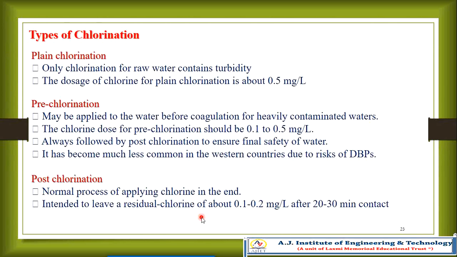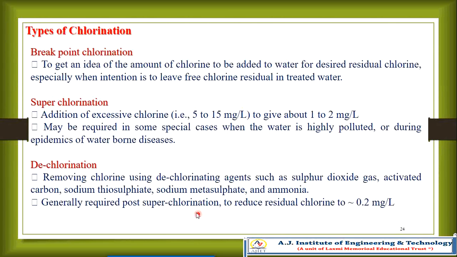That's all about post-chlorination. Now, another chlorination called breakpoint chlorination. Breakpoint chlorination is used to get an idea of the amount of chlorine to be added to the water for the desired residual chlorine, especially when the intention is to leave free chlorine residual in the treated water. So that is breakpoint chlorination.